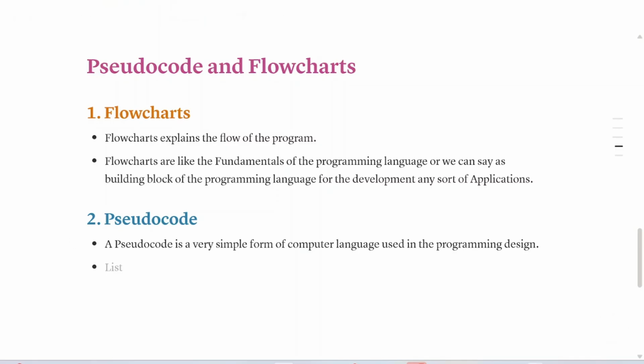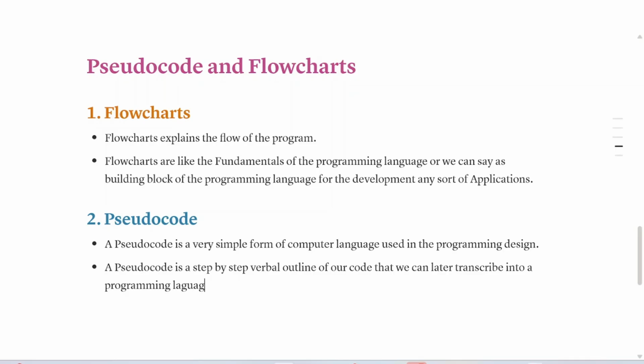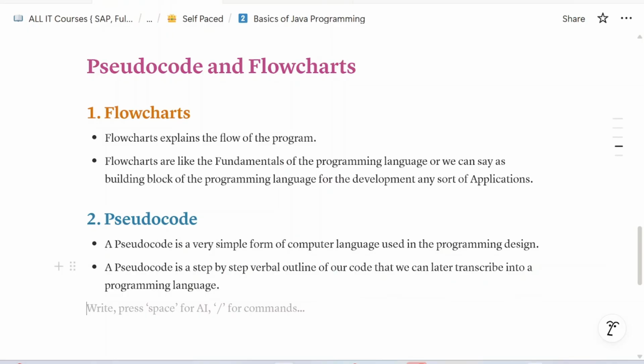Or in a very simple format, you can say a pseudocode is a step by step verbal outline of our code that we can later transcribe into a programming language. So in a simpler format, first creating it and then simply converting it into the programming language.